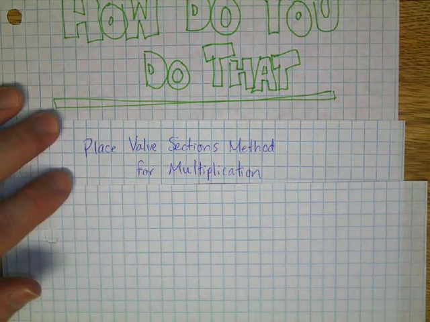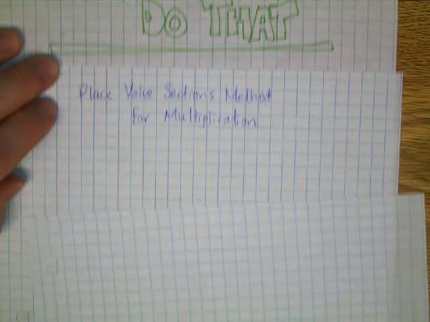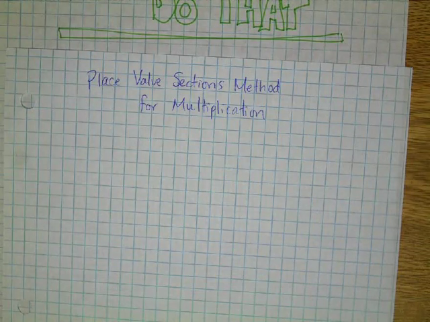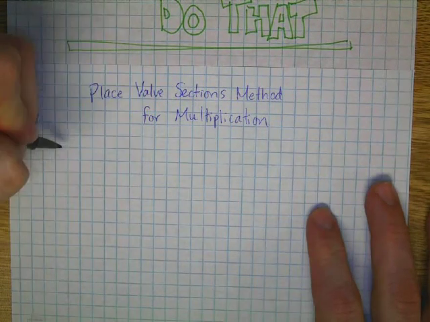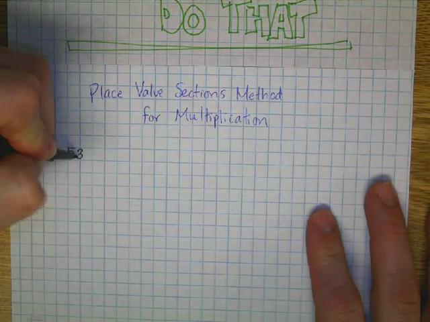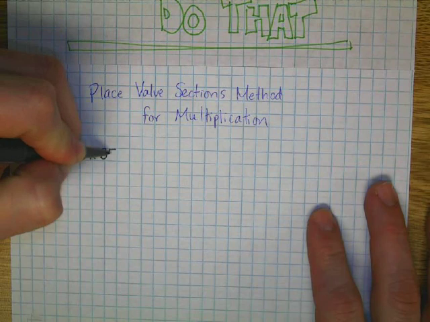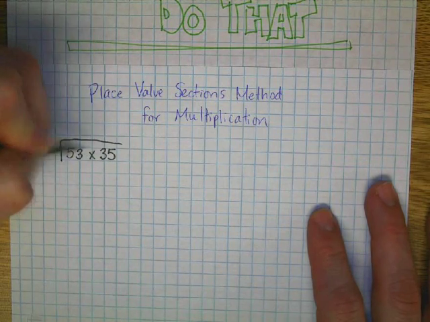So the first thing we need to do is come up with our multiplication problem. All the multiplication problems that we're going to be working on will be two digit by two digit. So for instance, let's say you have the multiplication problem 53 times 35.